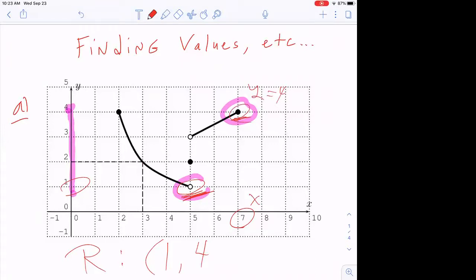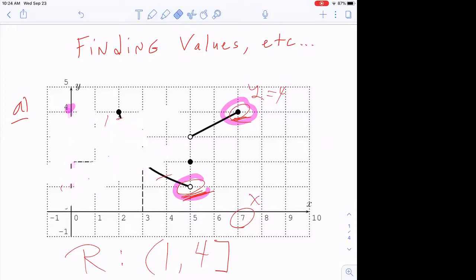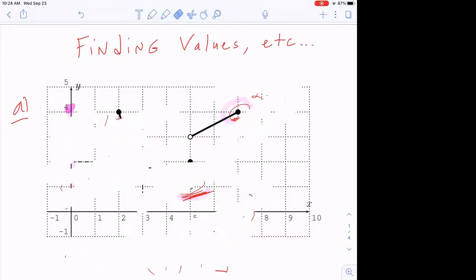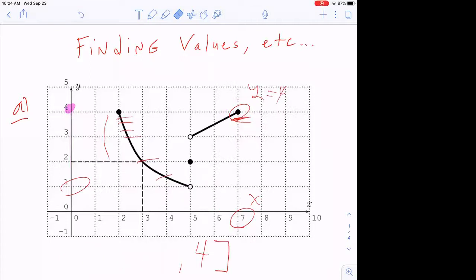The dot is right there. So I did get 4. So my range is all of the numbers between 1 and 4, not including 1, but including 4. You got all these numbers. I got 3, I got 2, I got 3.2, 3.5, 4, 3.9, 1.6. I got all of the numbers between 1 and 4 in my range. Those are the y values that came out of the function. Now we'll do the last one.